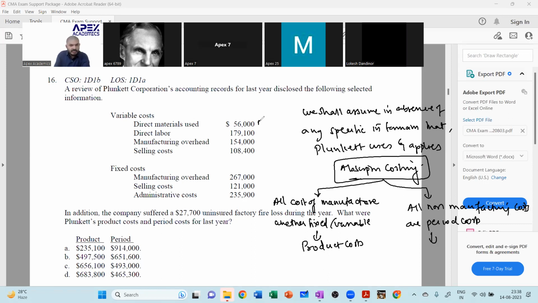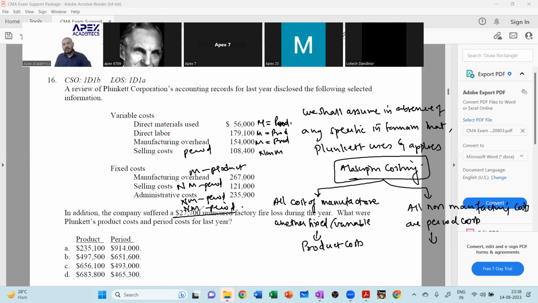Direct material is manufacturing, therefore it is product. Direct labor is manufacturing, therefore it is product. Manufacturing overhead is manufacturing, therefore it is product. Selling cost is non-manufacturing, therefore it is period. Manufacturing overhead is manufacturing, therefore it is product. Selling costs are non-manufacturing, therefore they are period. Administrative costs are non-manufacturing, therefore they are period. A fire is again non-manufacturing, therefore it is period. A fire does not help you manufacture. It's an abnormal loss, and all abnormal losses are considered to be period losses.